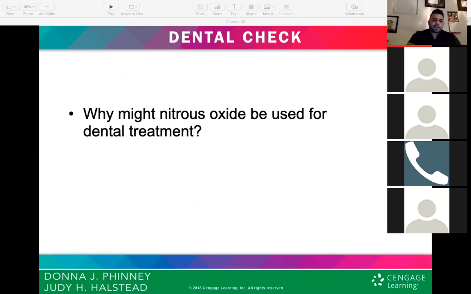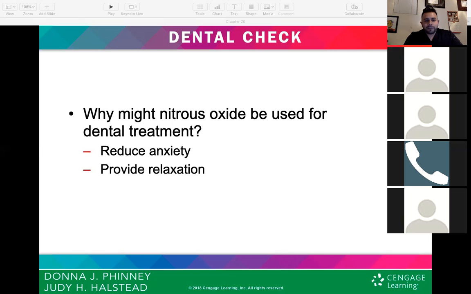So why might nitrous oxide be used for dental treatment? Who could tell me? To get their teeth pulled out? Yeah, definitely. But sometimes that can cause things like anxiety, which can make it almost impossible to get that tooth pulled out if they're really anxious. So it's used mostly for reducing anxiety and providing relaxation for patients that are undergoing dental procedures, which can be pretty scary for some people.